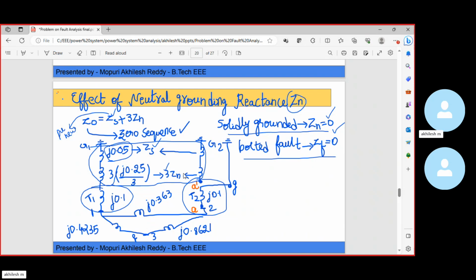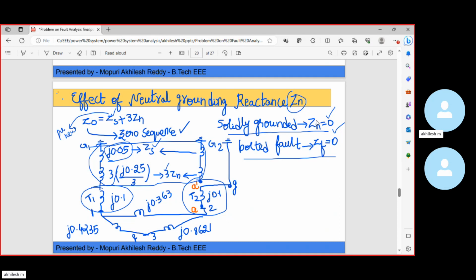Then in the question, if they had given solidly grounded, you can take Zn equal to 0. They will tell generator 1 with a winding connection of star with neutral solidly grounded, and they will give MVA and kV ratings and the old per unit value. Solidly grounded means Zn equal to 0.